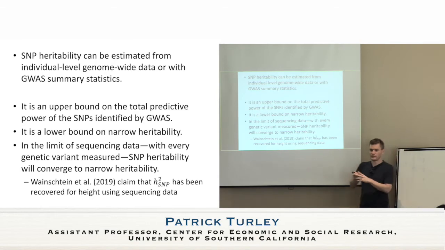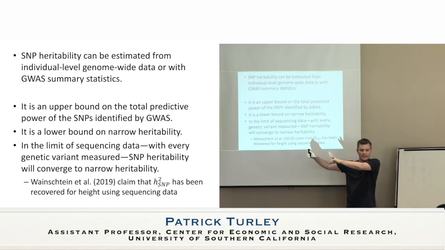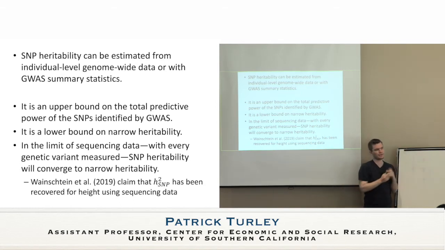So SNP heritability, there are ways that we can estimate it. There are a bunch of methods that have been developed to estimate it if you have individual level genetic data. There are also approaches that have been developed to estimate it using summary statistics, like LD score regression. So LD score regression estimates SNP heritability and not narrow sense heritability. And so that's one powerful, fast method that's been developed.